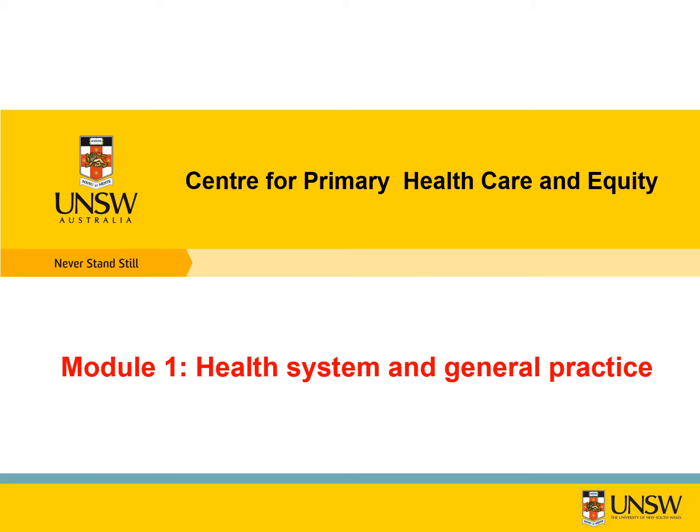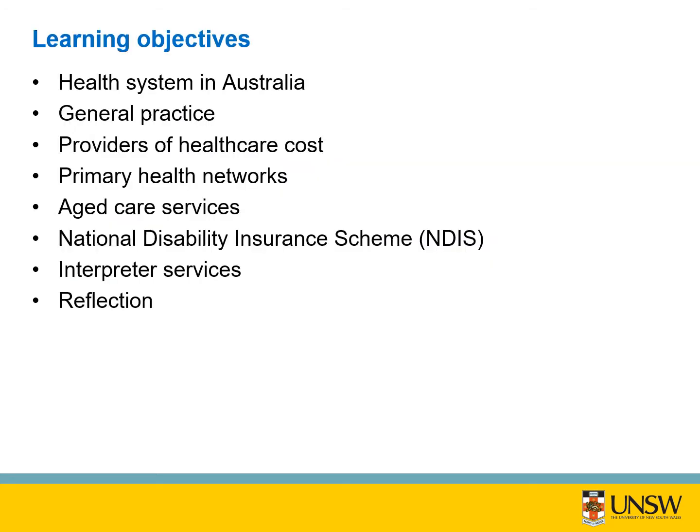The training consists of 10 modules, and this presentation covers Module 1, which is on the health system and general practice. After this module, you will be able to learn about the health system in Australia, general practice, providers of healthcare cost, primary health networks, aged care services, the National Disability Insurance Scheme (NDIS), interpreter services, and we will end with some reflections on this module.